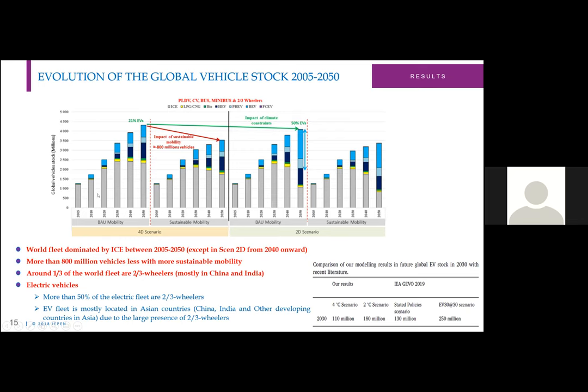And with the climate, comparing the rightmost bars and these middle bars, for example, the 4 degrees in BAU mobility and the 2 degrees in BAU mobility, we can see the evolution of the penetration of electric vehicles in the global vehicle stock. So you can see, for example, around 1/3 of the world fleet will be two three-wheelers due to the specificity we had mostly in China and India. And the EV fleet is mostly located in Asian countries.